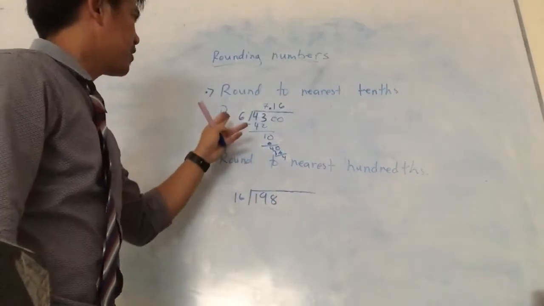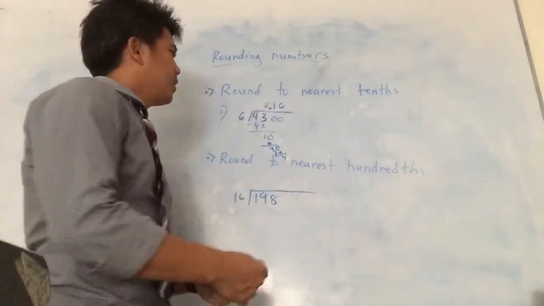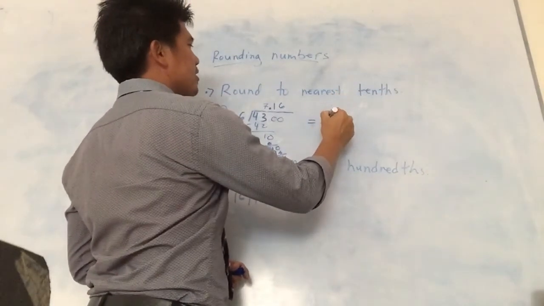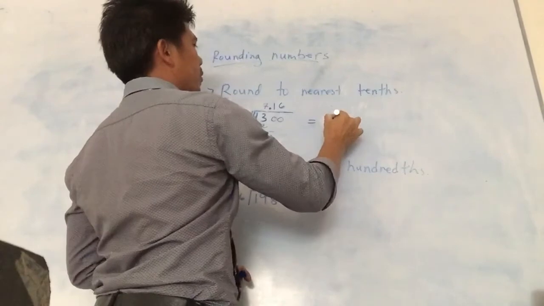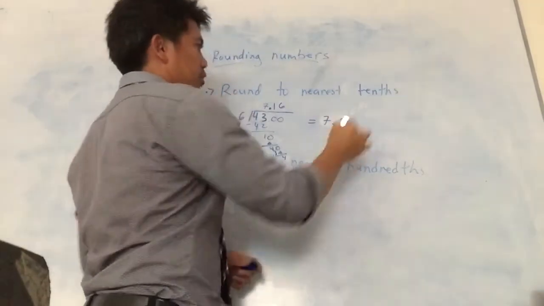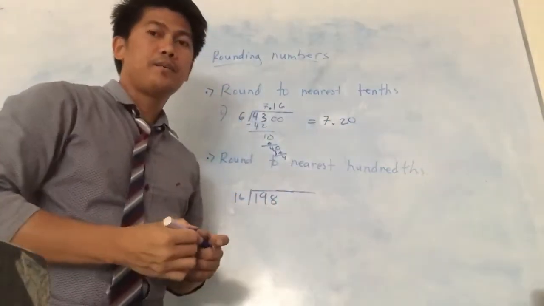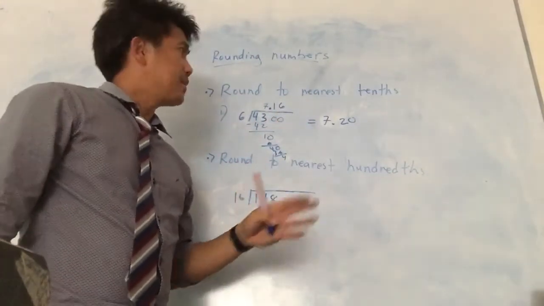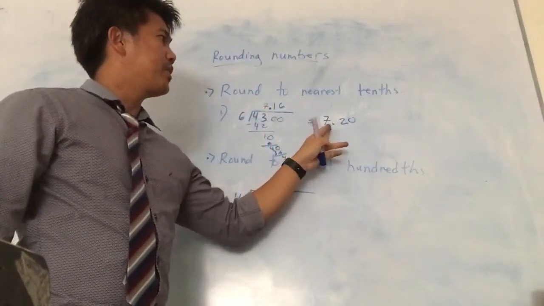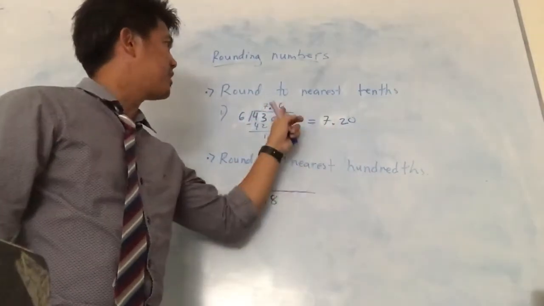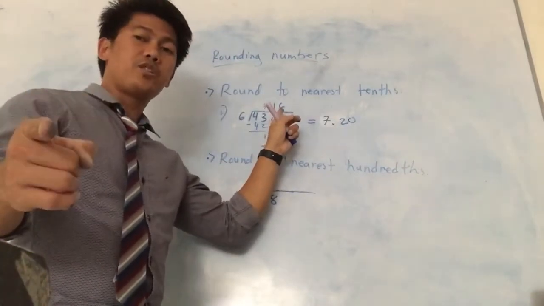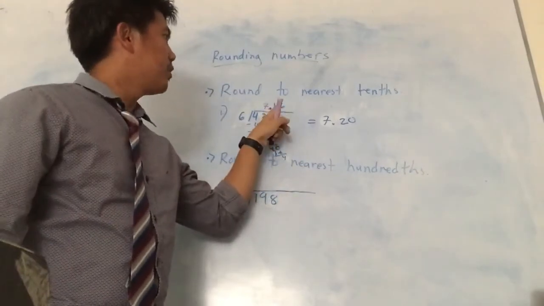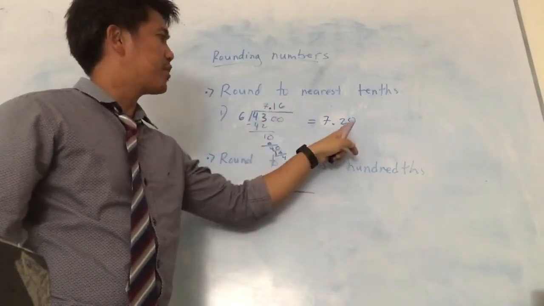Okay? So for example, this 7.16. So the final answer, rounded off to the nearest tenths, is 7.2 or 7.20 because 6 is greater than 5. Alright? Again, the answer is 7.2 or 7.20 because 6, which is the basis for your rounding off, is greater than 5. So you have to add 1 to 1 and it becomes 2.